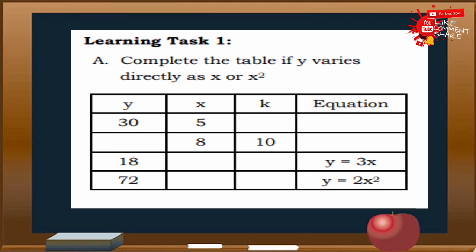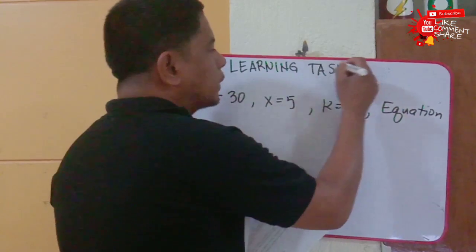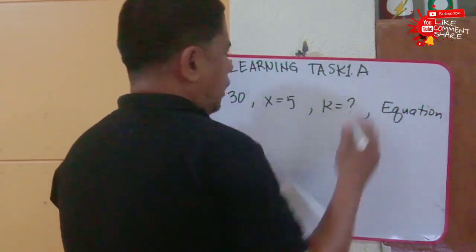In our learning task, complete the table of y varies directly as x or x squared. In this activity, we will have to answer two numbers: the first row and the fourth row. The second and third, kayo na po yung magsabi.